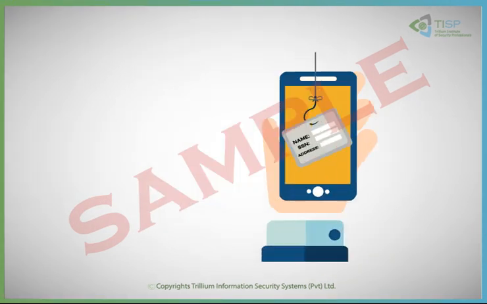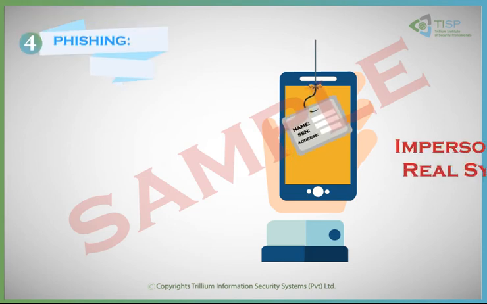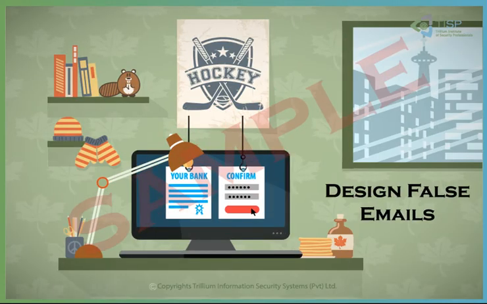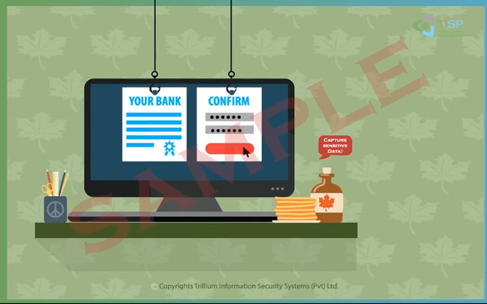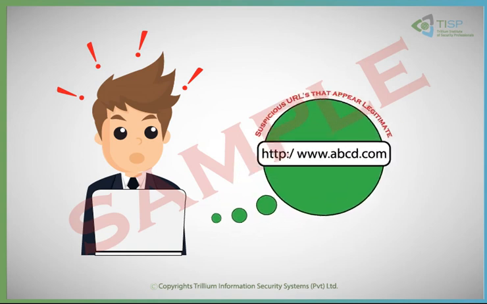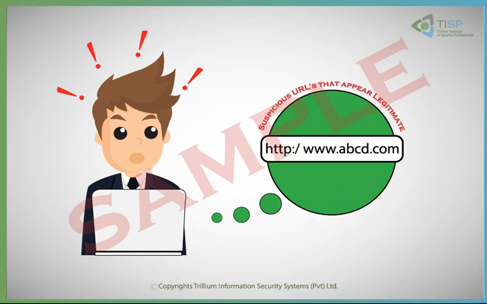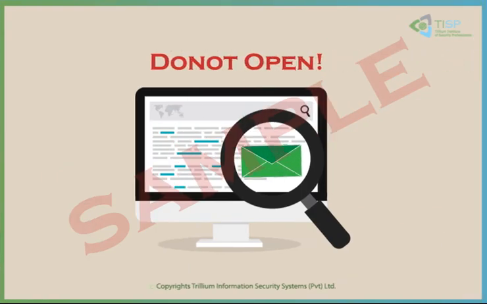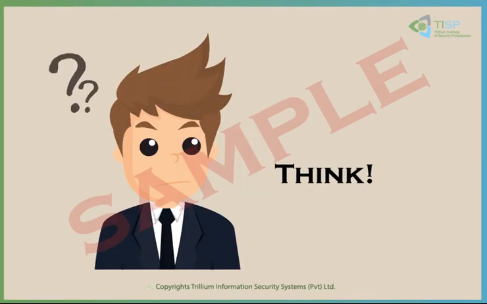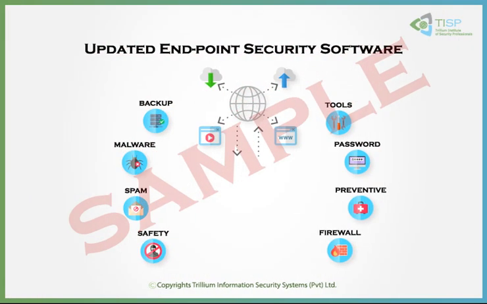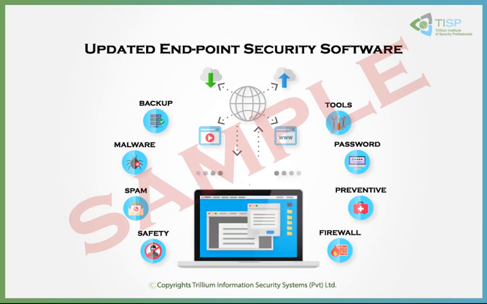A step further from online scams is phishing. A hacker may impersonate a real system or a company you may trust otherwise and design false emails, chats, or websites to capture your sensitive data. Phishing attacks also use certain links to redirect users to suspicious URLs that appear legitimate. Stay calm. A bank will never ask important information over emails. Do not open such emails and think before opening any attachments. If you are not expecting an email, it is always nice to call the sender. To defend yourself, you must have updated endpoint security software on your computer.